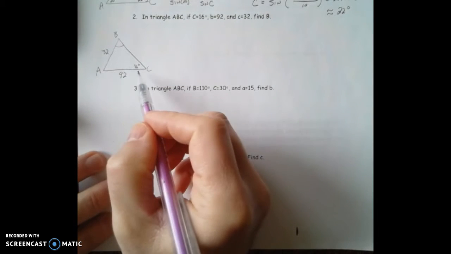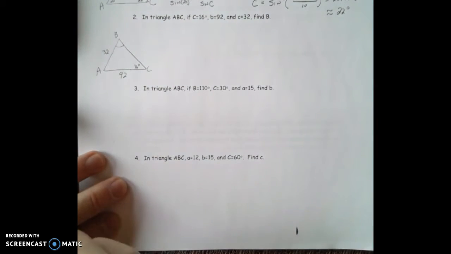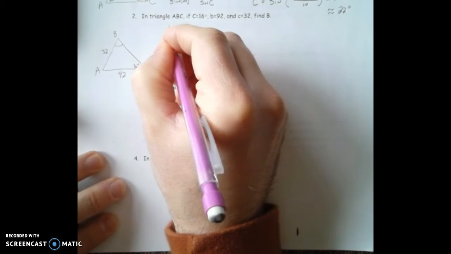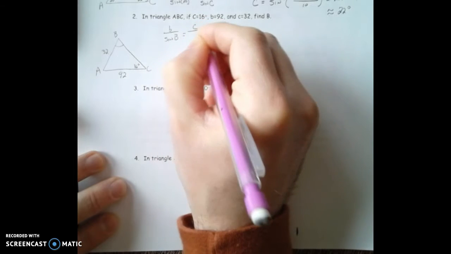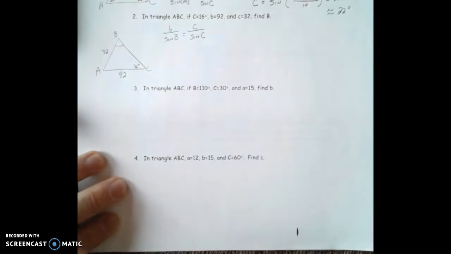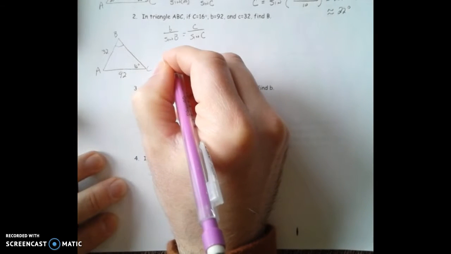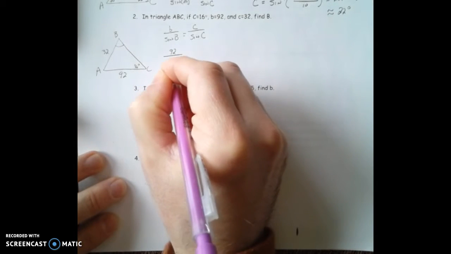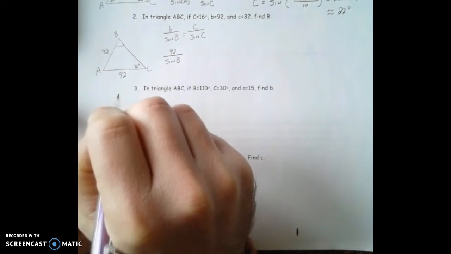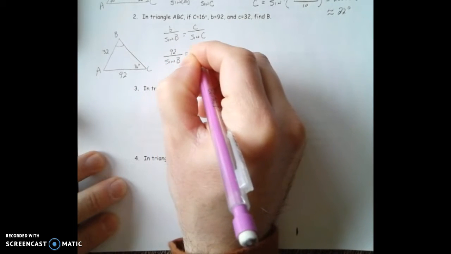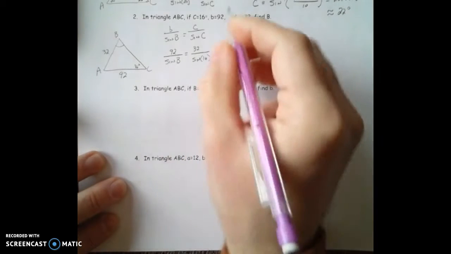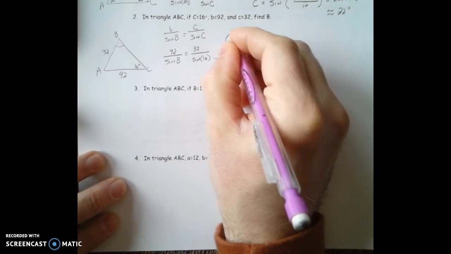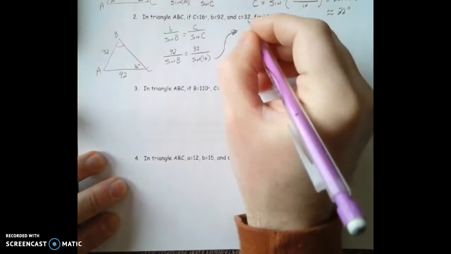So again, I'm looking at sides and angles that are across from each other, so I'm going to use my law of sines again. B over sine of angle B is equal to C over the sine of angle C. So now when I substitute in, side B was 92, sine angle B is what we're looking for, equals side C, which is 32, over the sine of angle C. Angle C is 16 degrees. Okay, and so now I'm going to give myself some space here. I'll do my cross products.